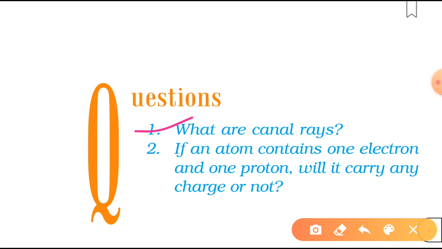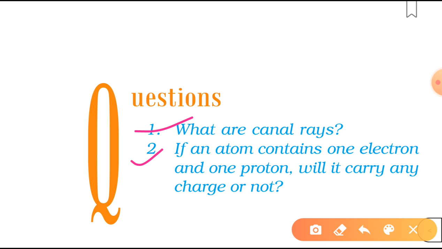So students, the stream of positively charged particles produced in the sample of a gas during electrical discharge is called the canal rays. Okay, now let's move to the question 2, that is, if an atom contains one electron and one proton, will it carry any charge or not?